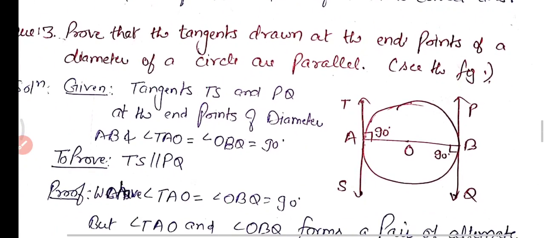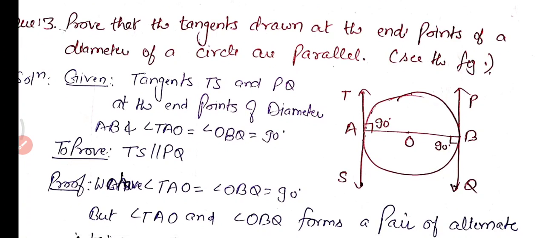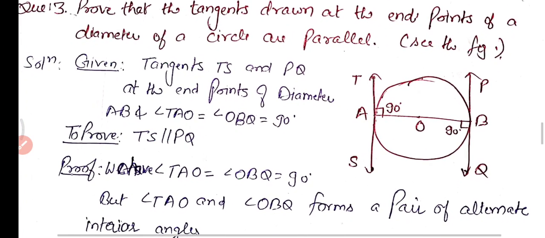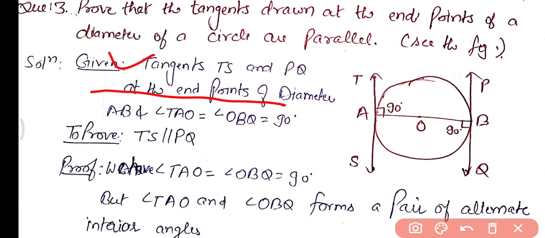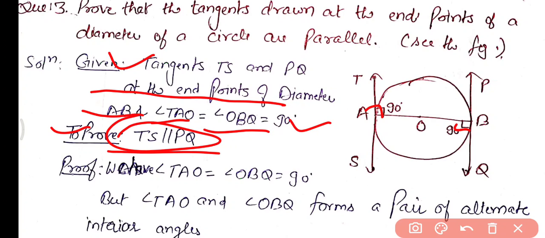Prove that the tangent drawn at the end point of a diameter of a circle are parallel. See in the figure. You can see we have given a figure in which AOB is diameter and TS and PQ are the tangent to a circle. And you can see we have given tangent TS and PQ at the ends of the diameter AB and TAO, that is this angle, and OBQ, this angle, we are given 90 degree. So we need to prove that TS is parallel to PQ.